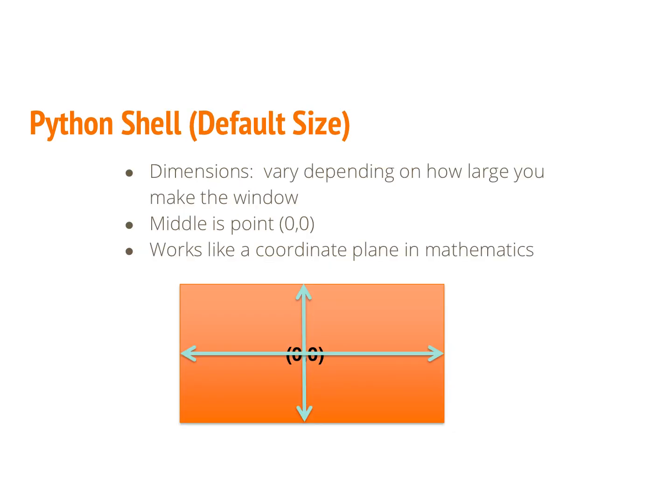Now, a couple of key details to know when you're working with the Python shell, especially if you're using graphics, are that the dimensions of this particular window vary depending on how large you make that window. The middle point in the middle of the screen is always going to be 0, 0. And then the rest of this works like a coordinate plane. You can give it coordinates to go to, like 100, 50, and it will go to 100, 50, plot it, and you'll find it there. So just keep in mind that when you move around that window, if you're using graphics, it's going to work like a coordinate plane in your math class.